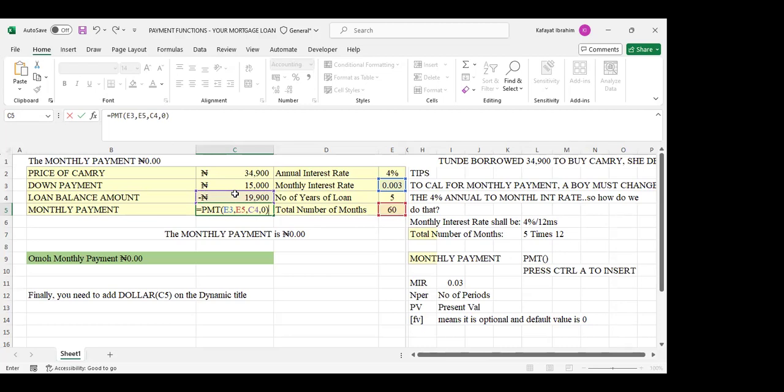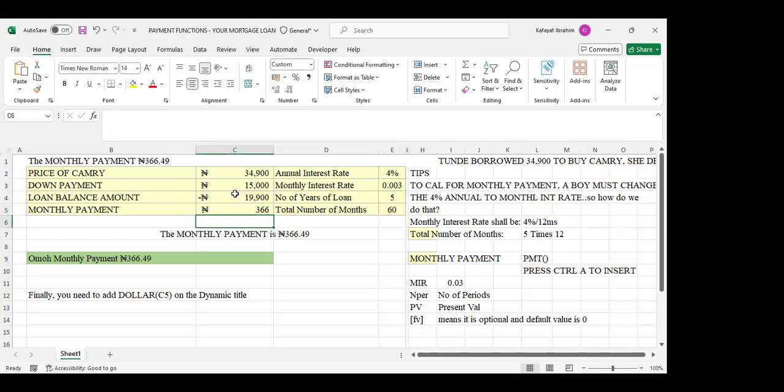You see that it's very simple. The first thing is the interest rate. Second thing is the number of periods, whether in years or months. Because we are dealing in months, we click on the 60. Comma, the loan balance. The interest is on the balance, not on the original price. Comma, 0, return false, close bracket and press enter. So press enter now.